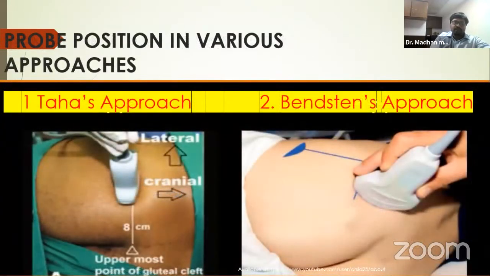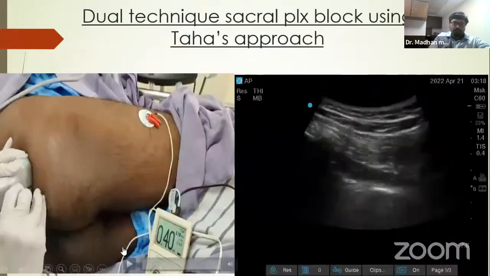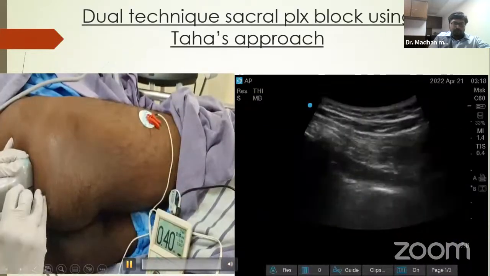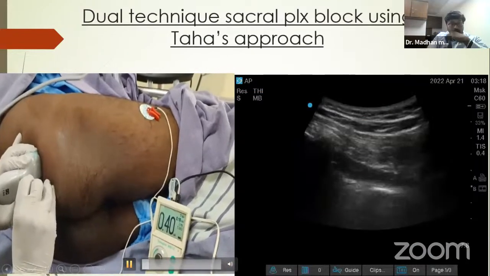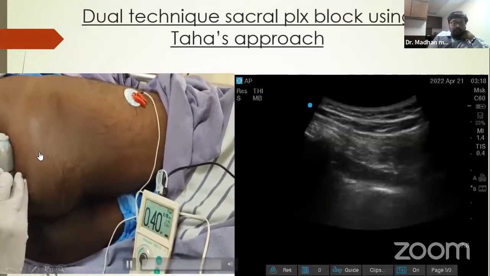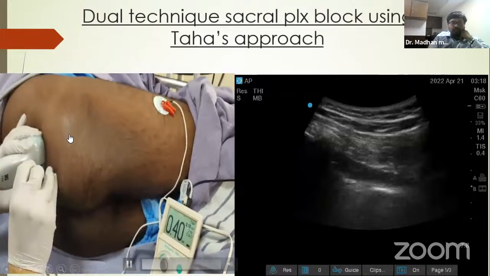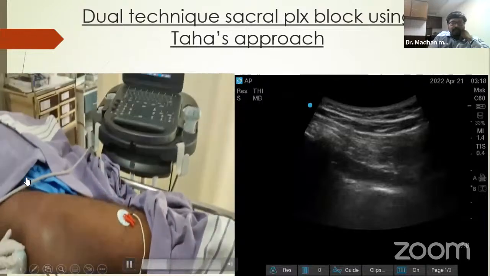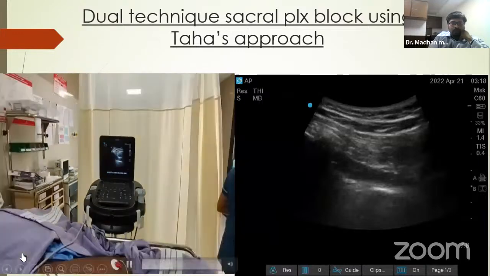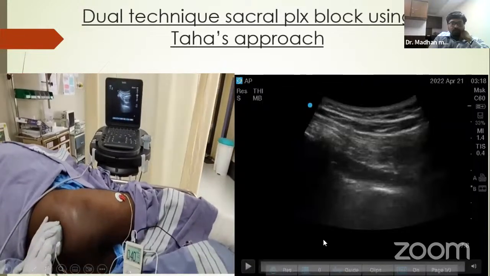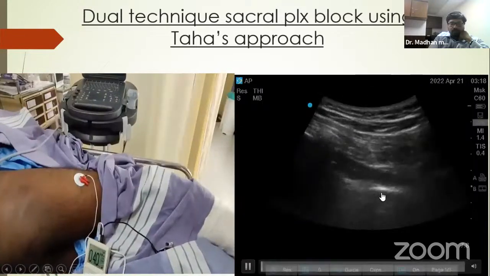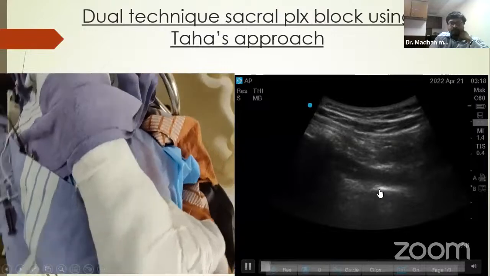So this is the difference between the Taha's approach and the PSIS approach. So here, this is where we are going to deposit the drug in the parasacral region using the Taha's approach. So we have identified the greater sciatic foramen, and the nerve is lying here. Okay.